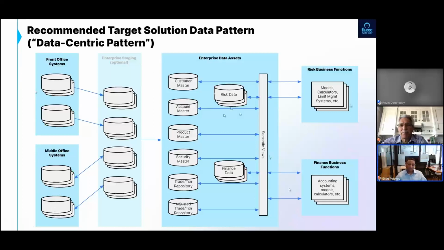Okay, so that's kind of the idea of saying we're going to put the data in the middle, and then we're going to have all the functions, the front office functions, middle office, risk, finance, everybody, you guys get your data from one place, process it, and put your data back in the same place. And as we'll talk about, this is a conceptual picture. It doesn't mean that they're all physically writing to one single physical system, but it is kind of one conceptual system, which we'll kind of describe and talk about.